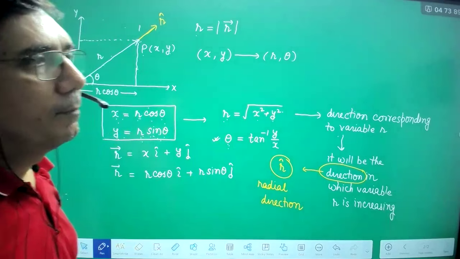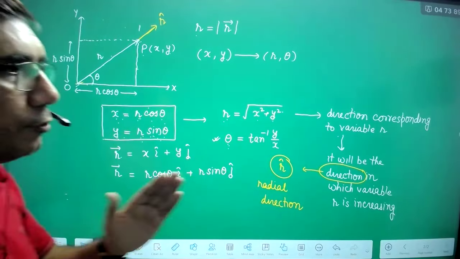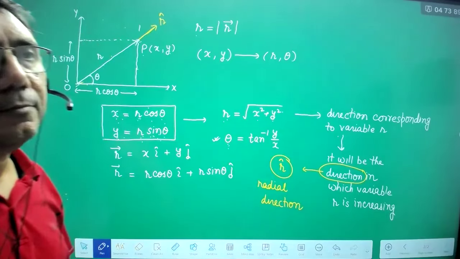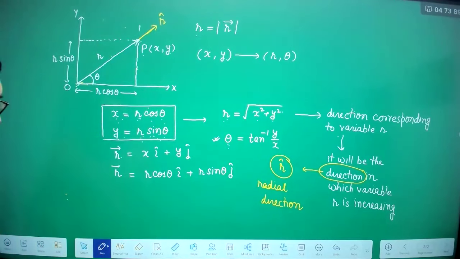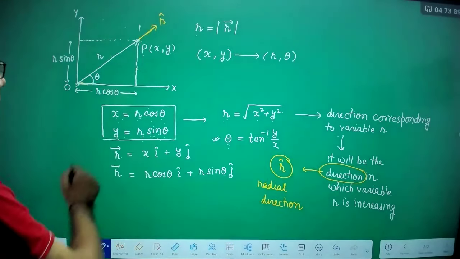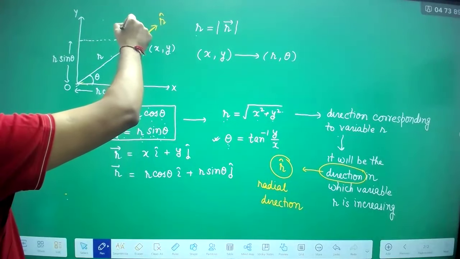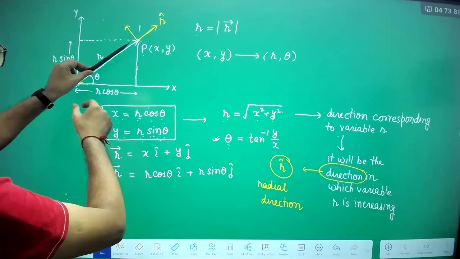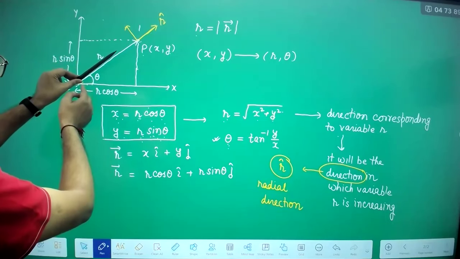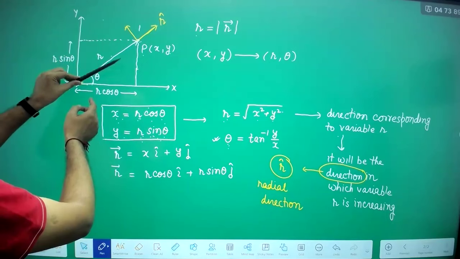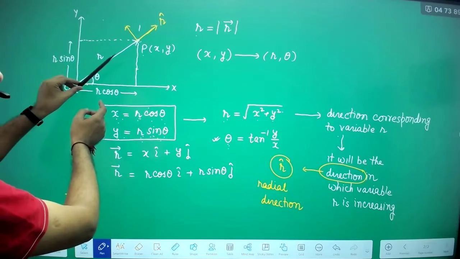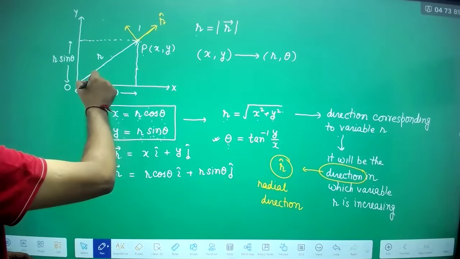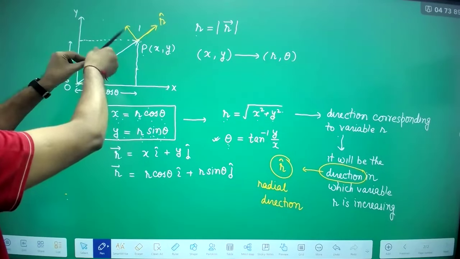This is another variable. The direction of theta will be such that in that particular direction theta should increase. So in which direction is theta increasing? That direction is perpendicular to r cap. Try to understand, this is the position vector. If theta is increasing, it will move like this, in the anti-clockwise direction. So theta is going to increase like this.